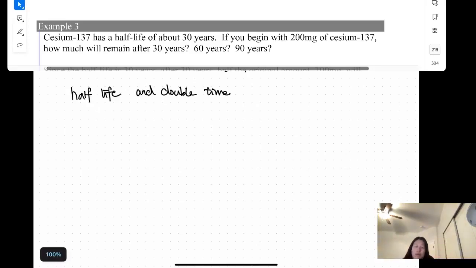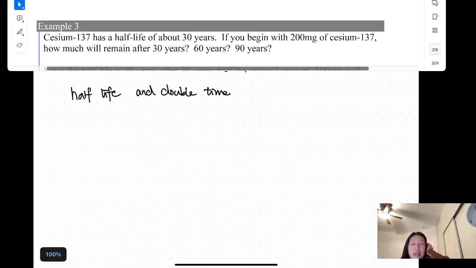Hello, so in this video we are going to talk about what is half-life and what is doubling time. So first, what is half-life? Half-life is how long it takes for a radioactive isotope to reduce to half of its original quantity.